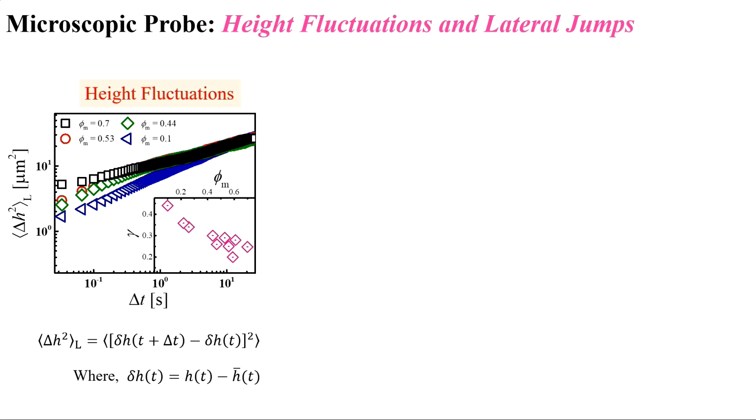Now with activity, with increase in phi m, you can see that the slope is decreasing systematically, which says that all the guys are doing at a given location is effectively trying to smoothen the fluctuations. Now this is at the height level. Now if you think about it, the particles are now also moving around, right?